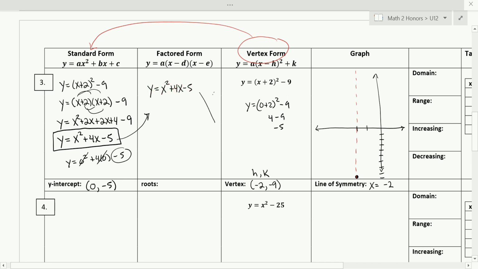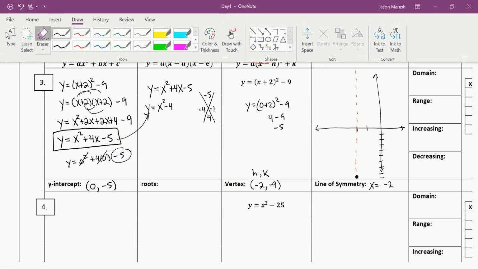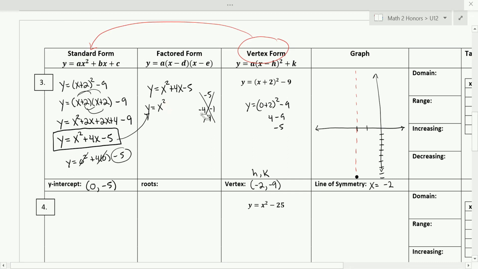So we're looking for two numbers that multiply to -5 and add to 4. -4, -1. So we split this middle up. Actually, that's not going to work. -4 plus -1 is not 4. 5 and -1 would work.